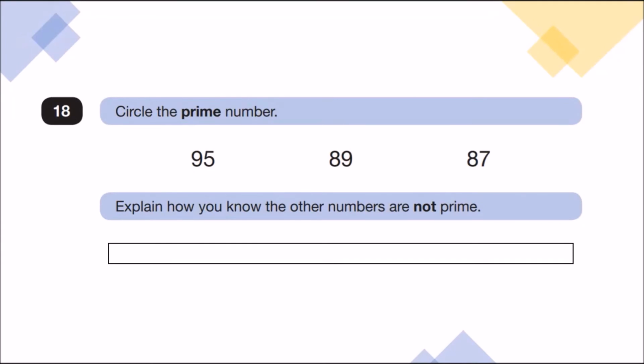Okay, question 18. Circle the prime number. Okay, so prime numbers are numbers that only divide by 1 and itself. So in other words, if it divides by 5 or 3 or anything else, then it isn't prime. So just look at its 3 numbers.